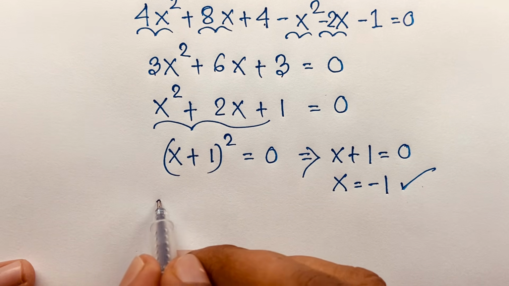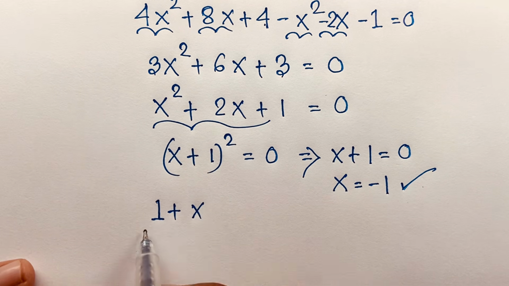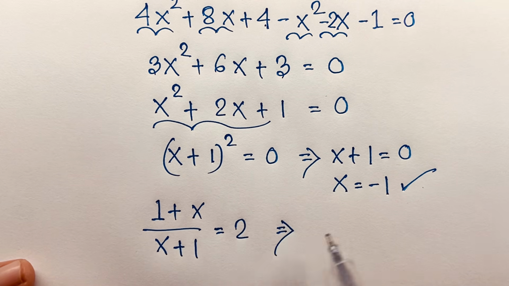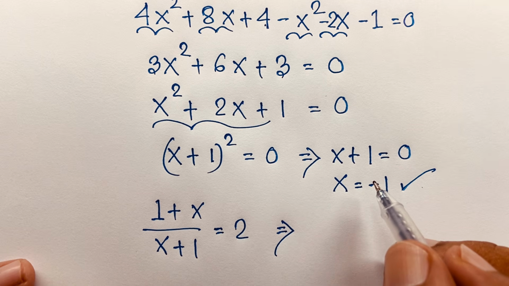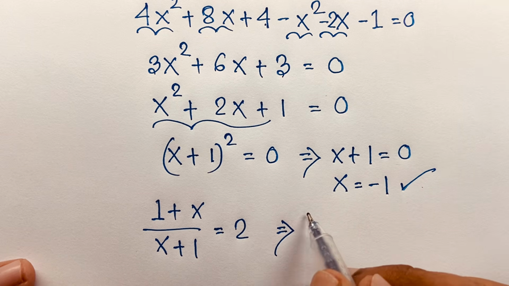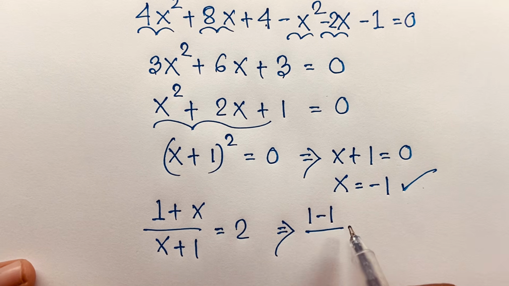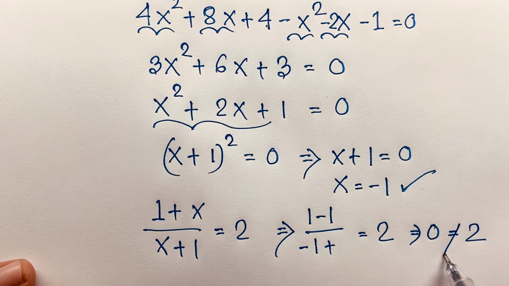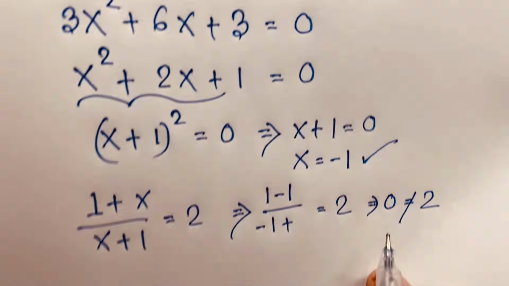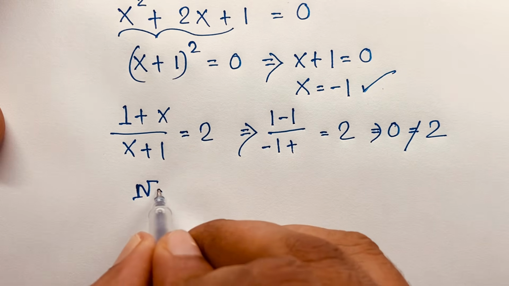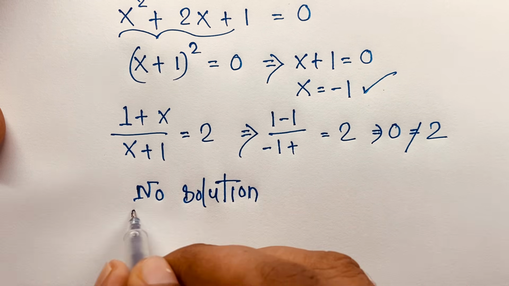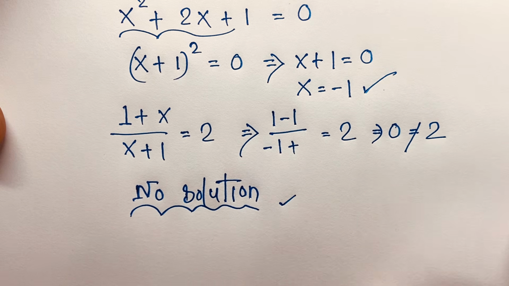Let's verify. (1 plus x) over (x plus 1) is equal to 2, then we found x is equal to -1. So if I take this -1 here, 1 minus 1 over -1 plus 1 is equal to 2. So we'll find out 0 is equal to 2. So 0 cannot be equal to 2. So you can say here no real solution, no solution in this math problem. No solution in this maths problem. It's just for fun, don't be serious.